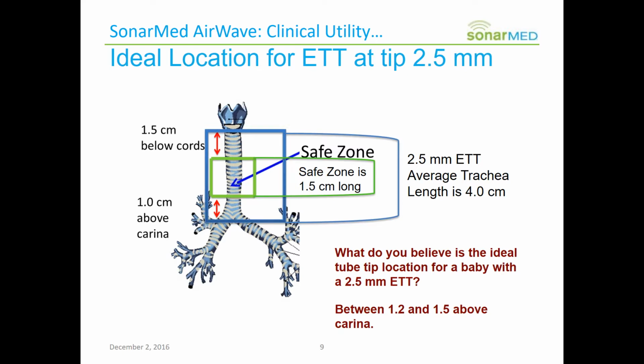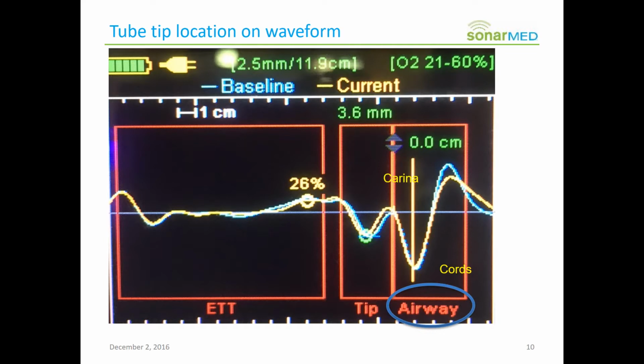So if we think about the ideal tube tip location for a baby with a 2.5 millimeter endotracheal tube, our smallest little preemies, then really it's between 1.2 and 1.5 above the carina. We still have a little bit of room for upward movement then, but we're not too terribly low in the trachea. So let's look at this a little more.